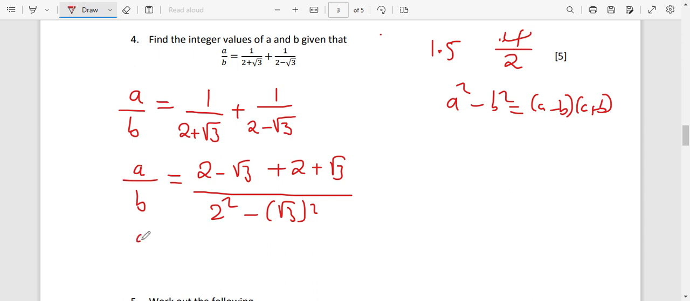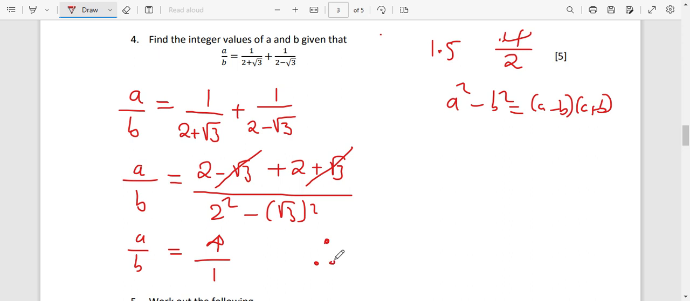All right. So this is going to be a over b, and that is going to be equal to, you can see that this negative 3 and this positive 3 will cancel. 2 plus 2, that will give us a 4. In the denominator, 2 squared is a 4, right? Root 3 squared is a 3. So I've got 4 minus 3, which is a 1.